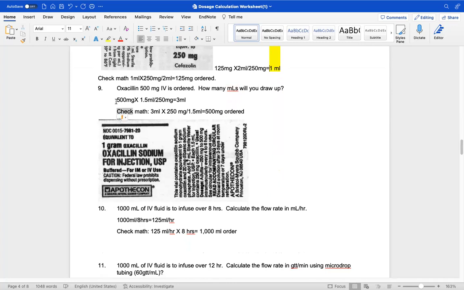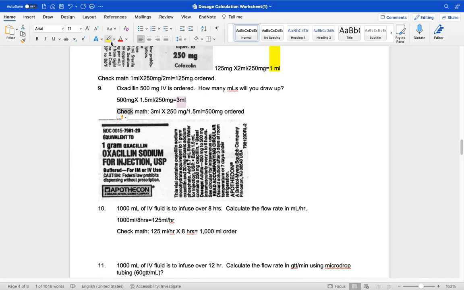So then we're going to put that 500 milligrams up front. We're going to multiply that by what we have available. So look within this print. This print tells us that 1.5 mLs is equivalent to 250 milligrams. So 500 times what we have available, 1.5 mLs divided by the 250 milligrams, that gives us 3 mLs.